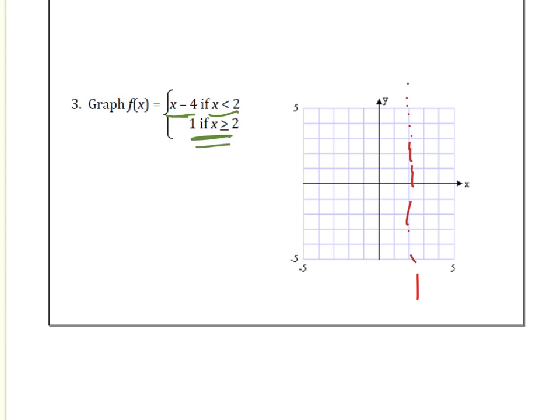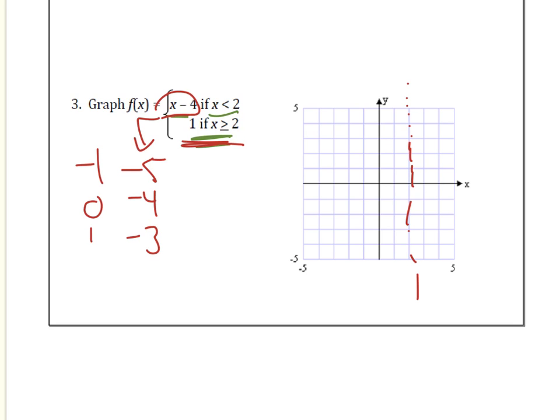Sorry about that. So if I go negative 1, 0, 1, I'm going to take x minus 4. So that's going to be negative 5, negative 4, and that's going to be negative 3. All I did was substitute it in there. But once I get to 2, my value is 1. Okay, my answer is 1.